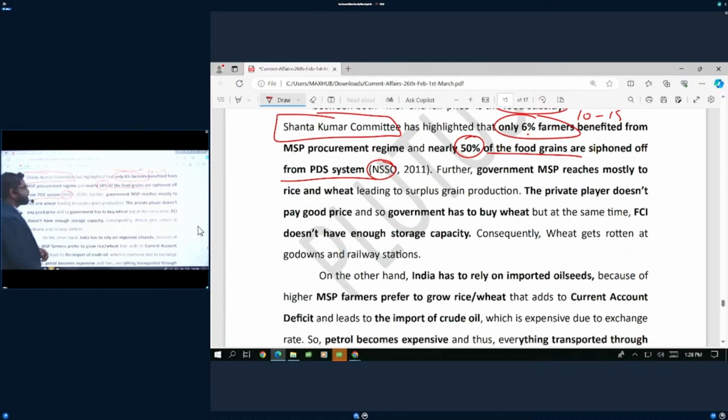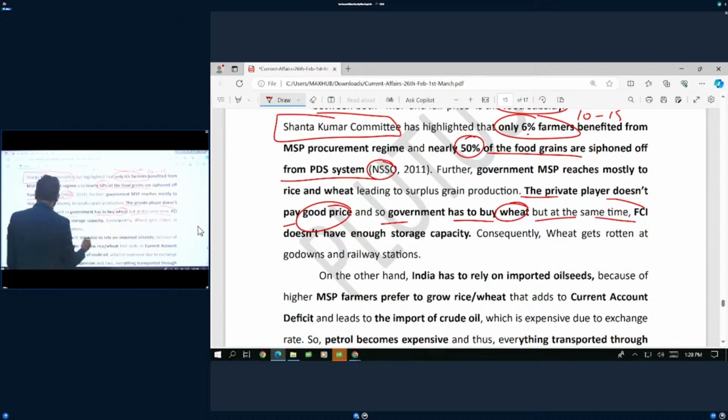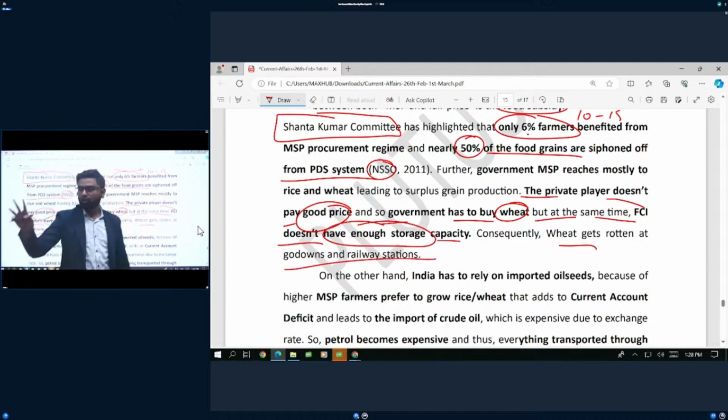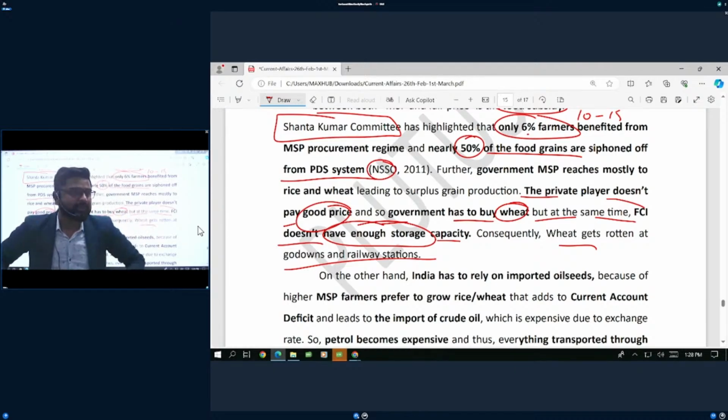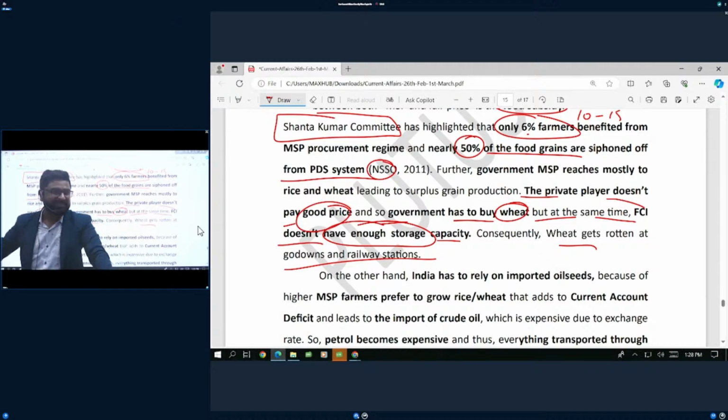प्लस the private players do not pay good prices, and so government has to buy wheat, but at the same time FCI does not have enough storage capacity, so wheat gets rotten. दो प्रॉब्लम हो गई. पहला ये, यू डिक्लेयर एमएसपी, प्राइवेट प्लेयर डज नॉट टेक ऑन एमएसपी, सो यू गो टू सरकारी मंडी. सरकारी मंडी में एफसीआई एंड नाफेड प्रोक्यूज, पर्टिकुलरली एफसीआई व्हीट एंड राइस. नाफेड प्रोक्यूज बट पल्सेस, कोर्स ग्रेन एंड ऑयल सीड वो होता ही नहीं है. द ओनली प्रोक्यूरमेंट इन इंडिया हैपेंस इन wheat and rice. So you take your produce to FCI stores, सरकारी मंडी, and there FCI procures wheat and rice.